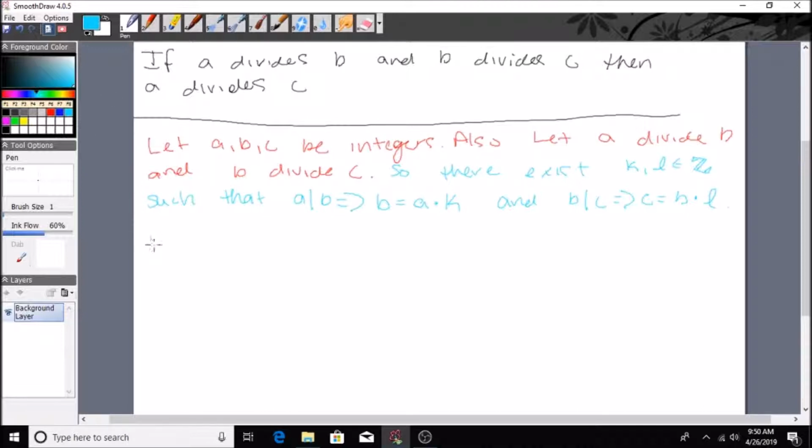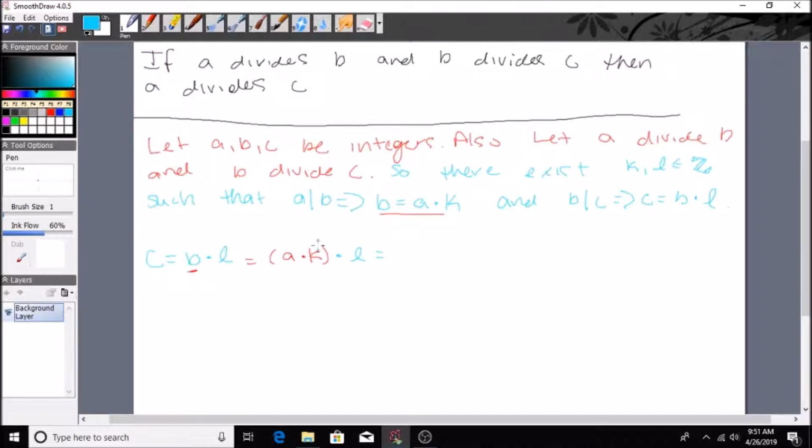So let's just keep writing. We actually have all the information we need if you think about it. So I'm just going to group it all together. I'm going to have C is equal to B times L. Well, we know what B is. B is up here. So I can actually rewrite this: I'm going to plug in for B, and then bring my L across, times L.